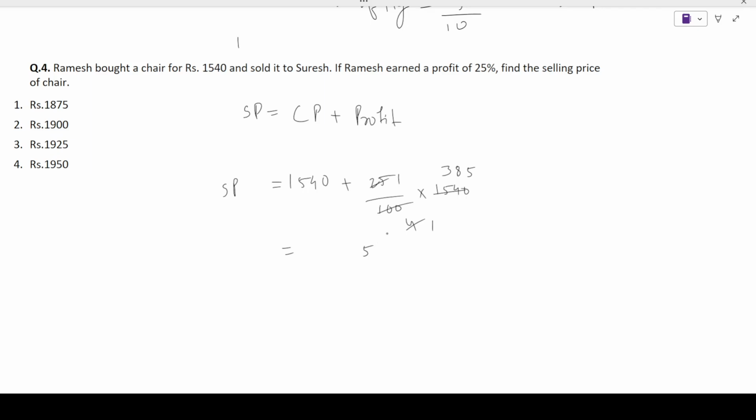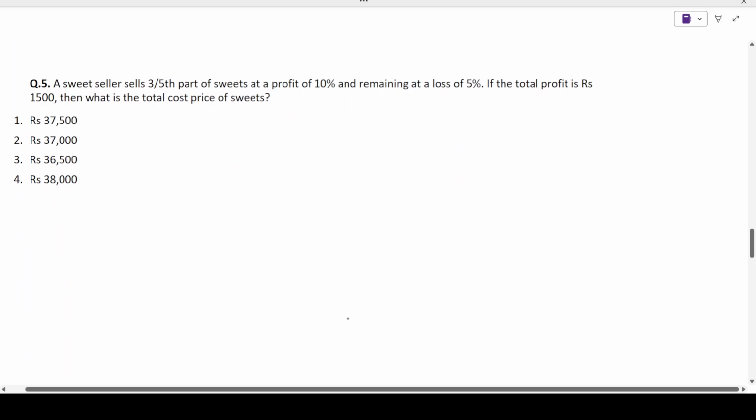Adding this, we have 5 here, 8 4 12, 5 4 9, 1925. Selling price turns out to be 1925 rupees. Option 3 is correct. Going on to the next question. A sweet seller sells 3/5 part of sweets at a profit of 10% and the remaining at a loss of 5%. If the total profit is rupees 1500, what is the total cost price of sweets?